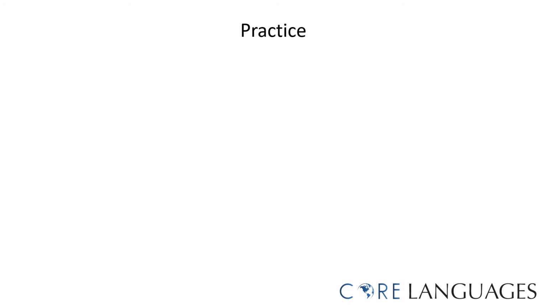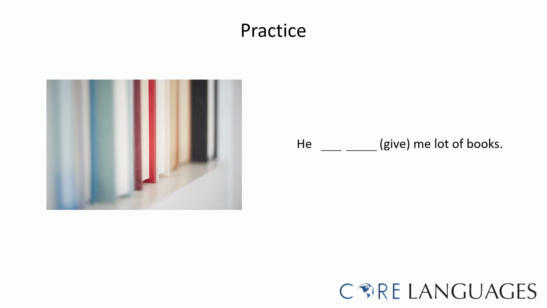Look at the following two pictures and sentences and try to form the present perfect with the verb in parentheses. He, me, lots of books. The participle of give is given, and because the subject is he, we need to use has. The correct sentence is, he has given me lots of books.